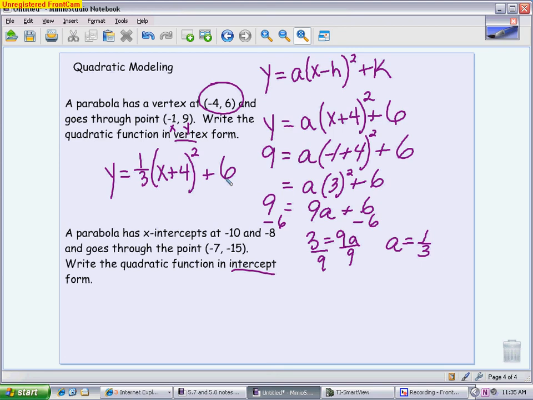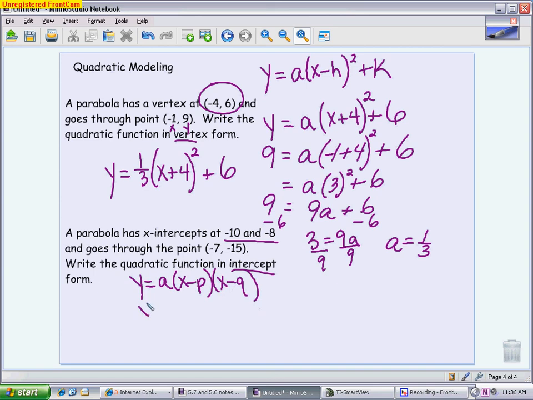The next one, similar process, but now we're working with a different form, so we have a little bit different information in the beginning. We are working with intercept form, so they have to tell us about the intercepts. The intercepts for this particular parabola are -10 and -8. Now, intercept form, let me write down what intercept form was for you, so you can remember the generic form of it. This was intercept form.